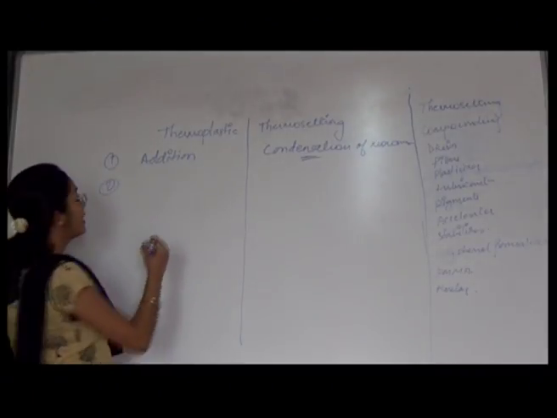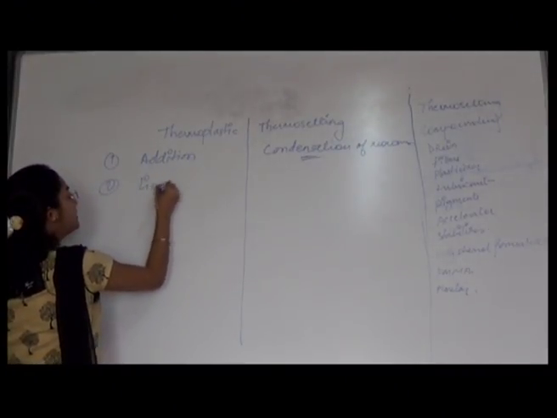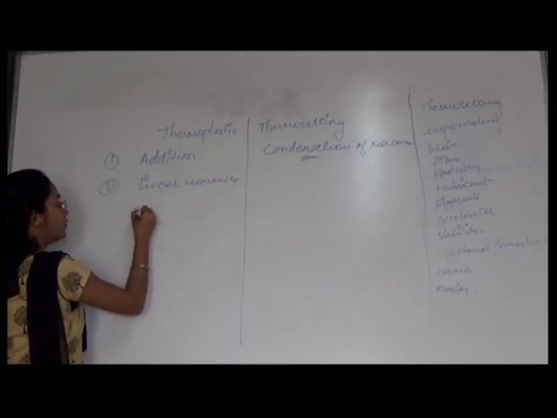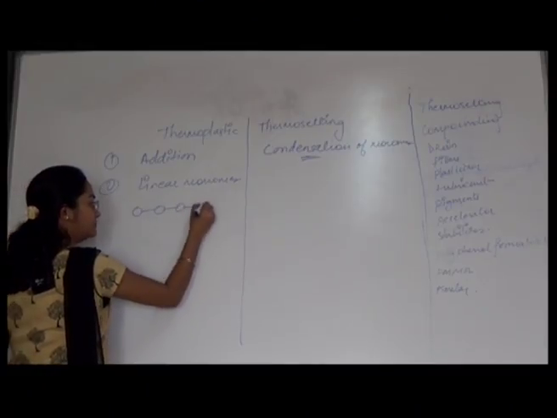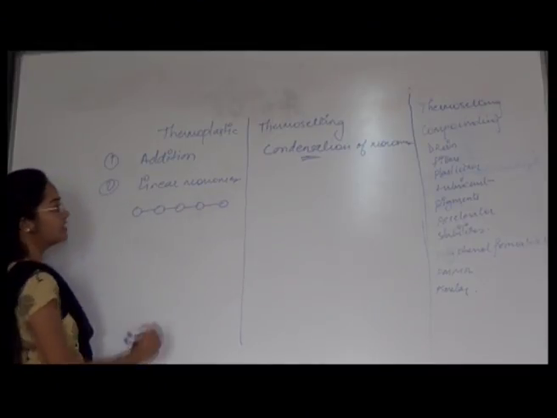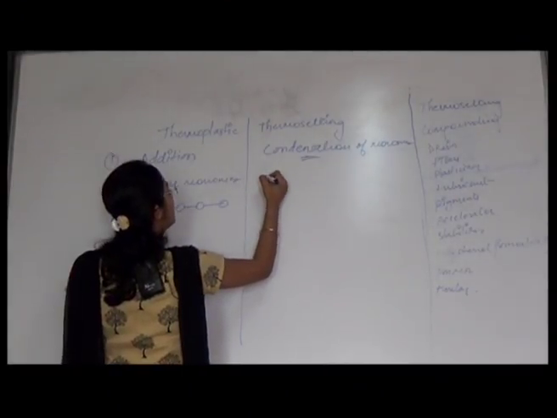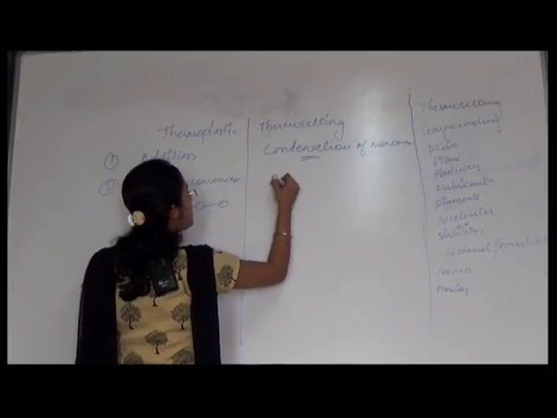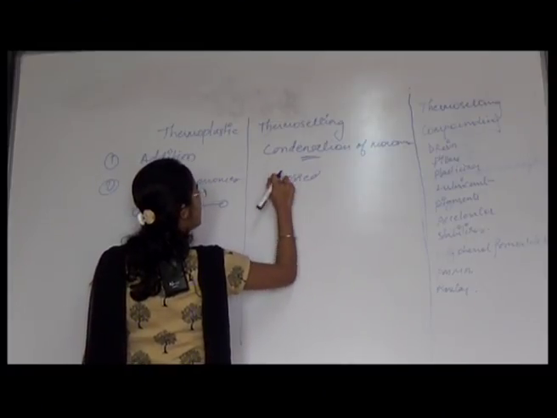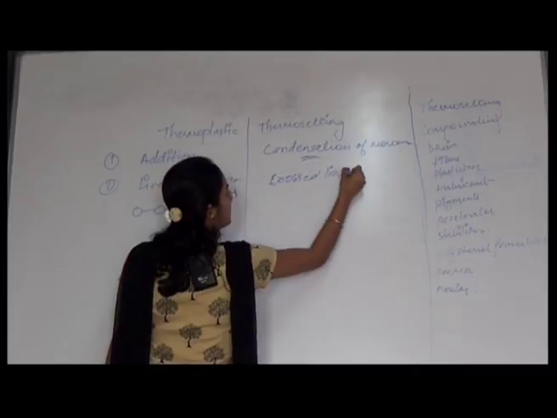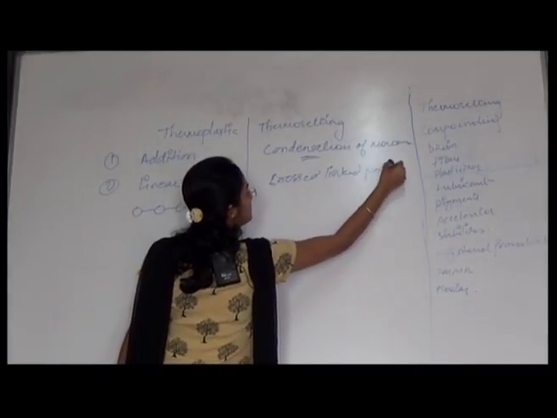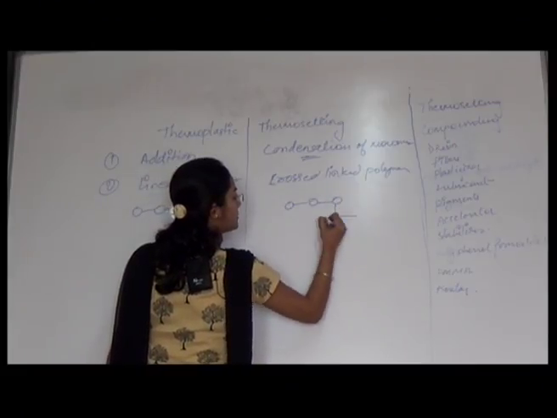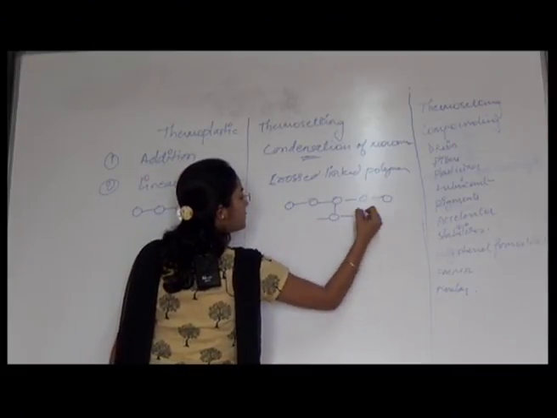Second one is, it is formed by linear monomers. The linear monomers are in a straight chain. These are the linear monomers, whereas the thermosetting plastics are formed by cross-linked polymer. So we can see this is a cross linkage of a polymer.